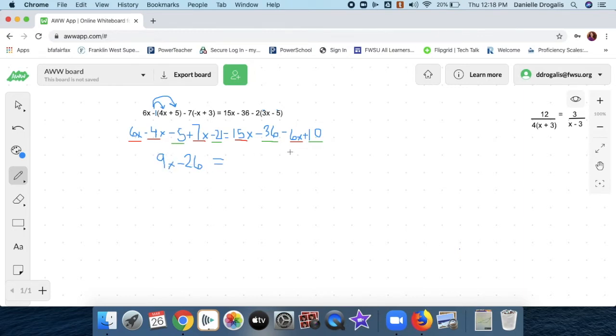So now let's go over to the right. 15x subtract 6x becomes a 9x. So this is curious.